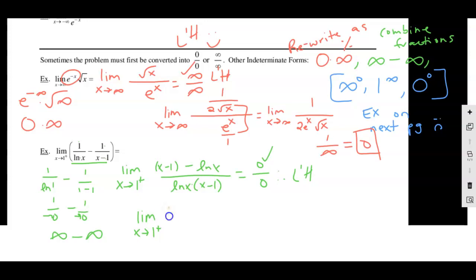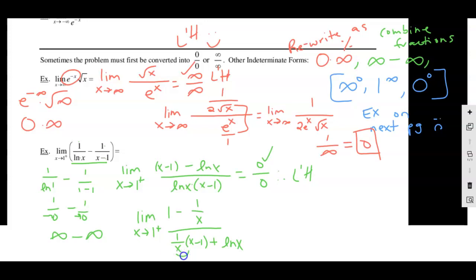The derivative of x is 1. The derivative of -1 is 0. The derivative of ln is 1 over x. And then we have a product in the denominator. So that's a little bit annoying, but that's okay. We have the derivative of the first times the second plus the derivative of the second, that's just one, times the first. Okay, so I had to do product rule, but we should know how to do that.